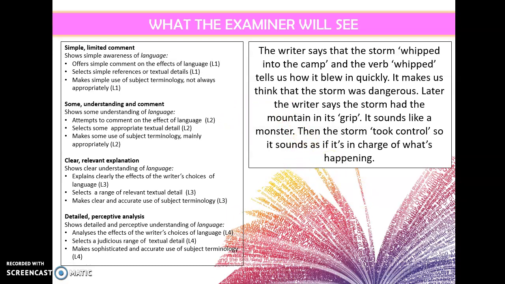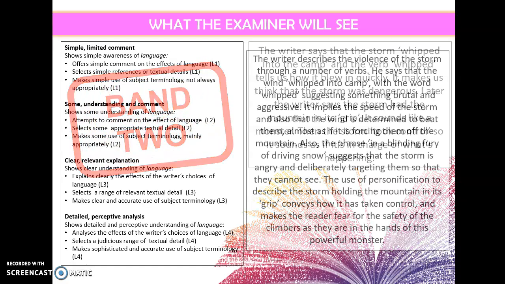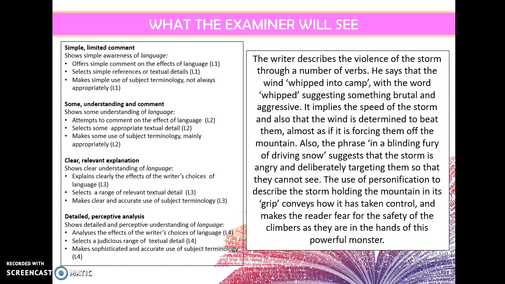It's just not fully developed, and that's why that answer would get you a band 2. Have a look at this one. The writer describes the violence of the storm through a number of verbs. So we've got a trend there. We've got a bit of a pattern that this candidate spotted, that this writer is using verbs to create this violent atmosphere. He says that the wind whipped into camp, and the word whipped suggests something brutal and aggressive.